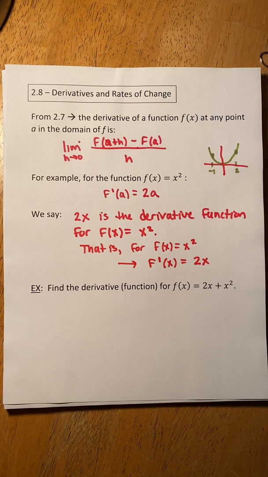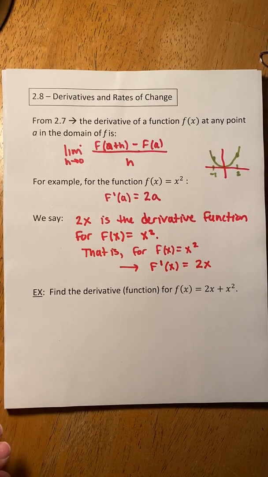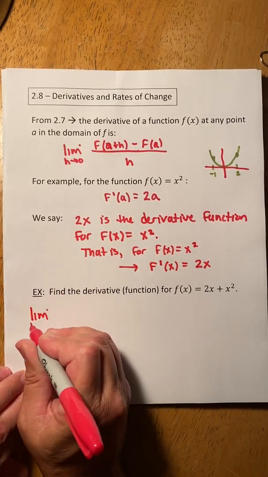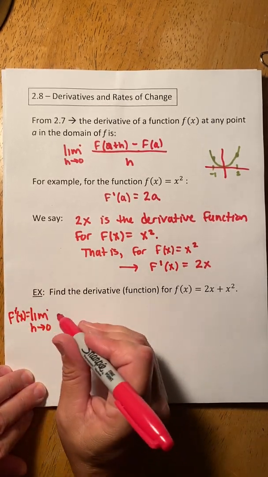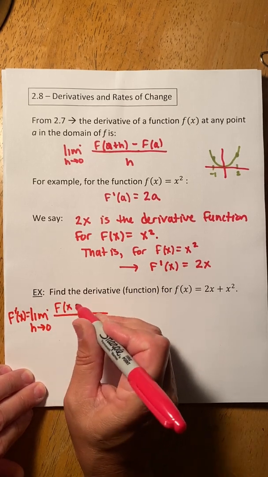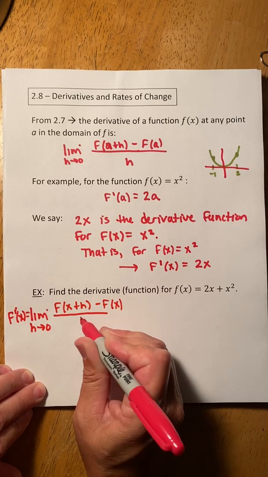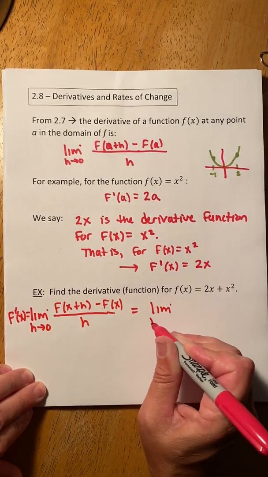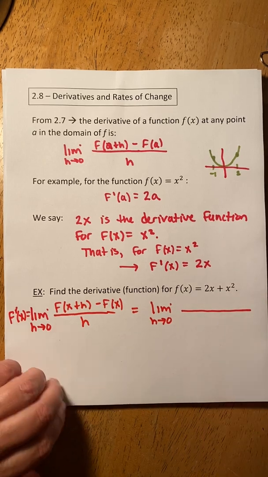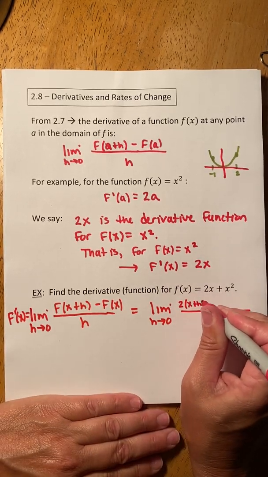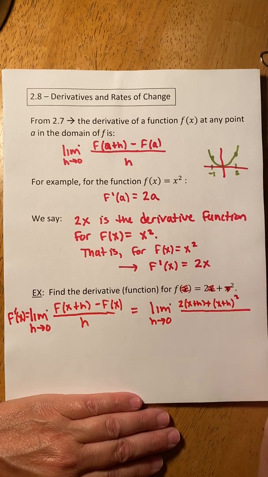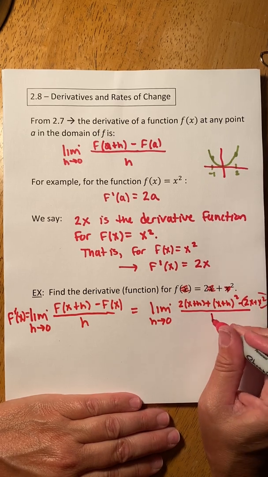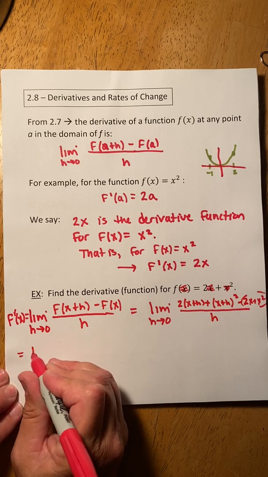So let's find the derivative function for 2x plus x squared. I'm going to put in here f prime of x equals the limit as h goes to 0, and now instead of using a's, we're just going to use x's: f of x plus h minus f of x all over h. Here again, this is where our algebra skills need to be really top-notch. So it's going to be 2 times x plus h, because everywhere we see x, we're going to replace it with x plus h, squared, minus 2x minus x squared. Actually, I'll do that and put parentheses, all over h.